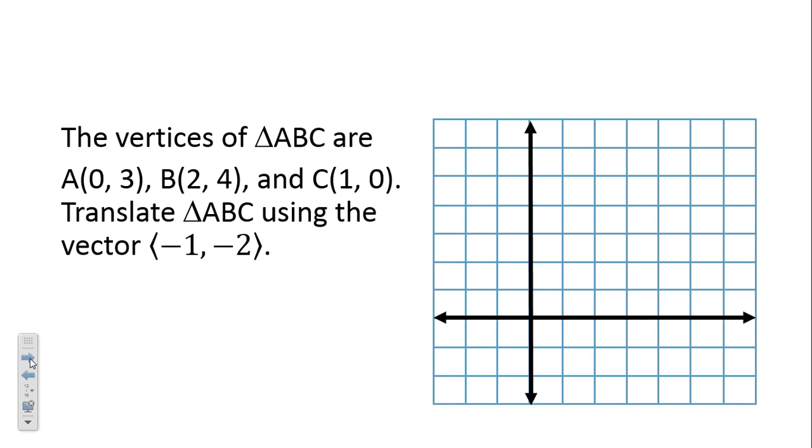So there are my original 3 points. Here are my 3 new points. There's A prime, B prime, and C prime. If it helps you to connect the dots first, feel free, but if it helps you to not connect the dots and move them, it's up to you. But make sure you label those vertices. So here's my initial triangle. Here's my new triangle.